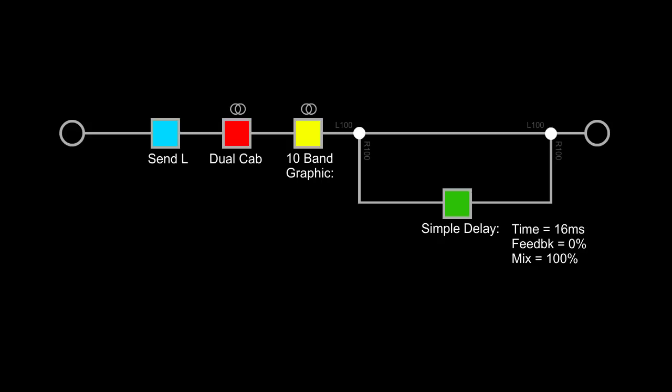If the stock cab blocks aren't enough for you, treat the HX Stomp as an IR loader and create your own IRs or download custom cab responses from the hundreds or thousands available on the internet.